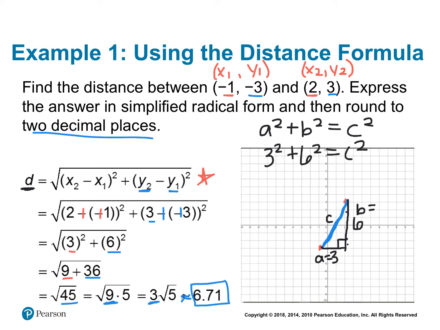So 3 squared, I'm down to this point. I have 9 plus 6 squared is 36 equals c squared. That gives you 45. Something squared is 45. Take the square root, and we only care about the positive result because we're talking about distance. So square root of 45 is about 6.71.